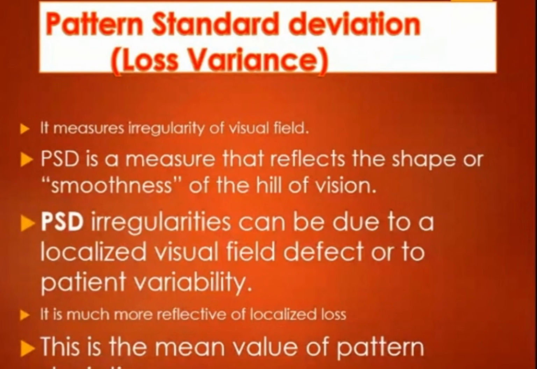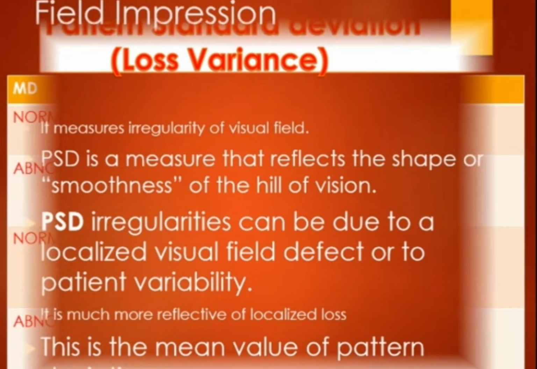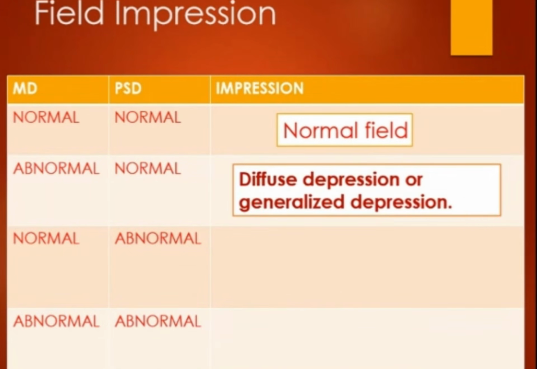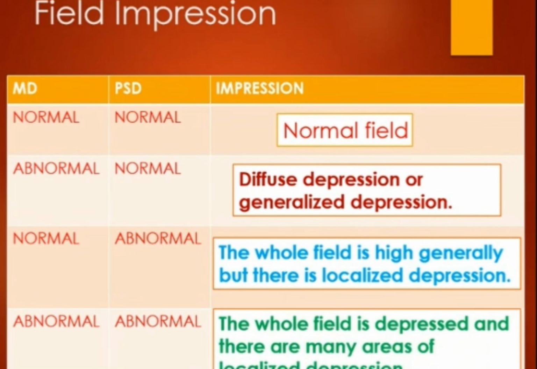Then if there is a mild depression or mild damage, you have 2.6 to 3.5 decibel. Then if there is moderate damage or moderate depression, you have 3.6 to 5 decibel. And then if there is severe damage or severe depression, you have 5.1 and above. So we've talked about this.